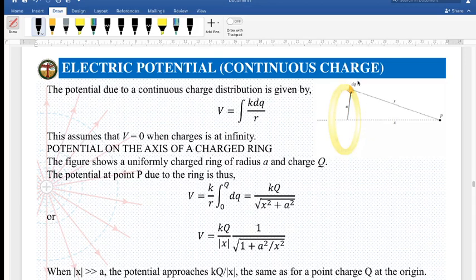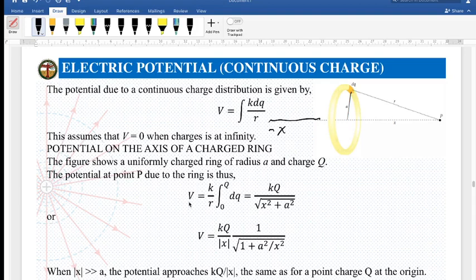So as you can see, I have a charged ring here. Just like what we did in the electric field, your ring has a total charge of positive Q and a radius a. The axis is located at the center of the ring. We could let this be positive x, and the other side here is negative x, based on the Cartesian coordinate system. So we have to find the potential at point P, using this equation.